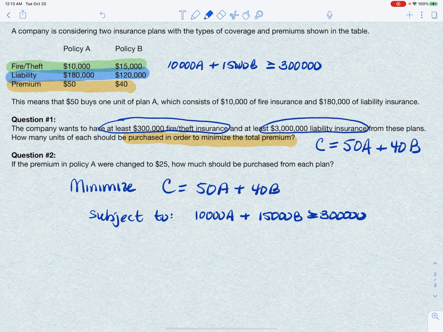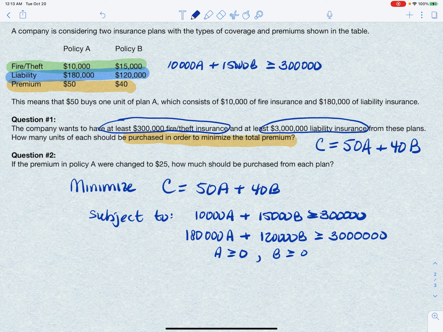Okay, so looking at liability now. Let's say liability gives us 180,000 from policy A, 120,000 from policy B. So that means the total coverage for liability is going to be 180,000 for every unit of A that I buy, 120,000 for every unit of B that we buy, and we need that to be greater than or equal to 3 million. Okay, and just by de facto, we want A to be greater than or equal to 0, and we want B to be greater than or equal to 0.